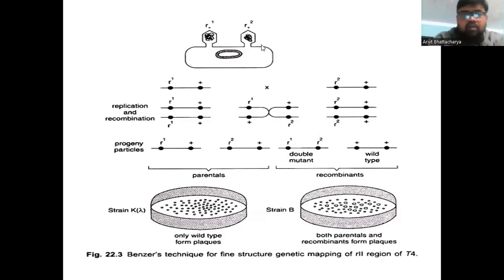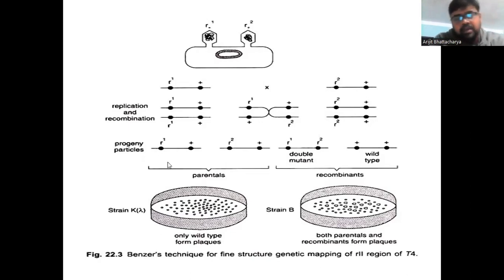And in the second phase, there is one mutation here. So if you cross between these two, and if you see that they can replicate and they can recombine, then in the progeny, what would be the outcome?